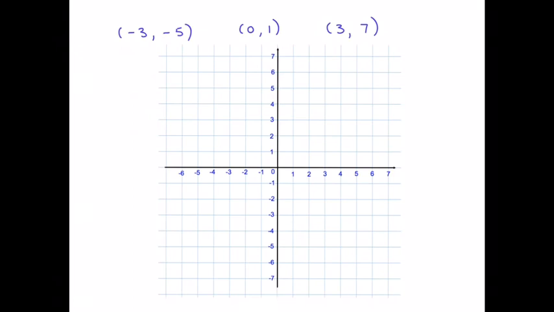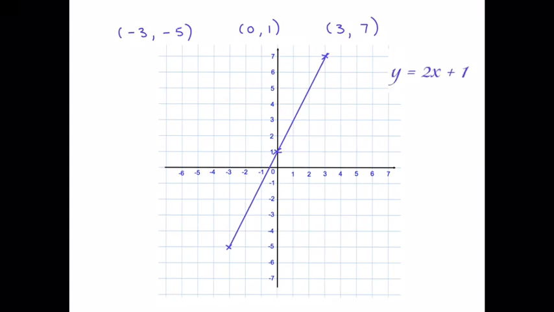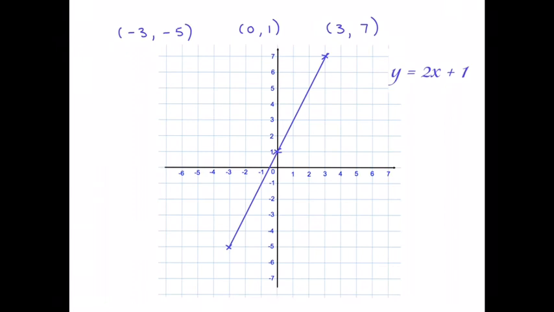So now I've got my 3 points, I can plot them on my graph, and if I've done it right, I should be able to join them with a straight line. So first of all, plot -3, -5, then 0, 1, and 3, 7. Then draw a straight line joining those points. If they don't form a straight line, you've made a mistake, so you would need to go back and check your working. So there we are, the graph of y equals 2x plus 1.